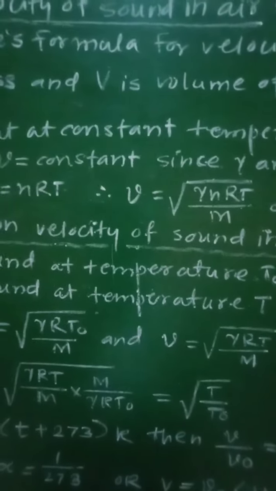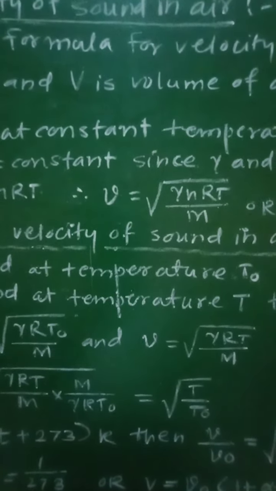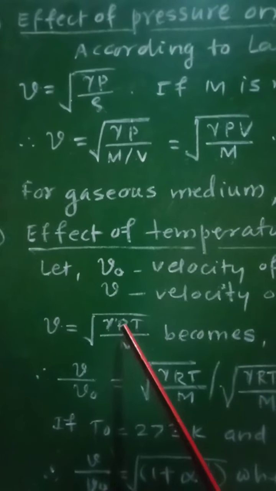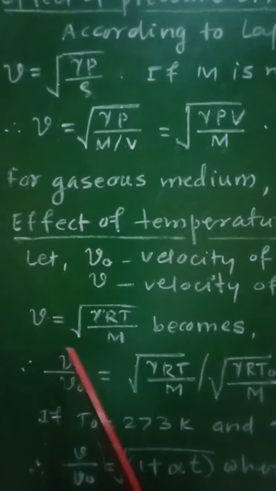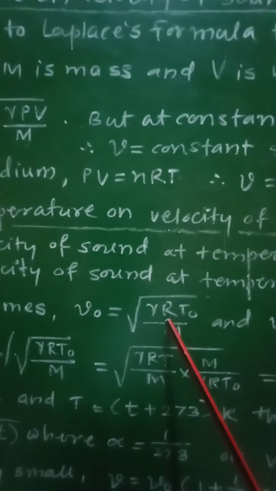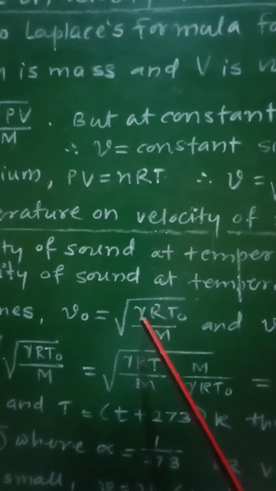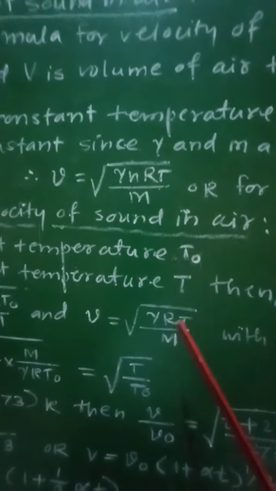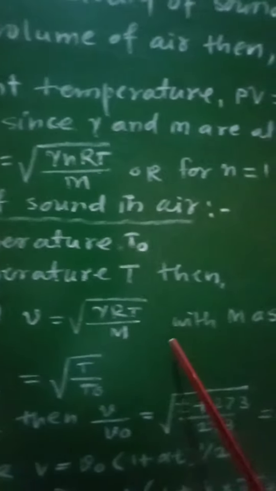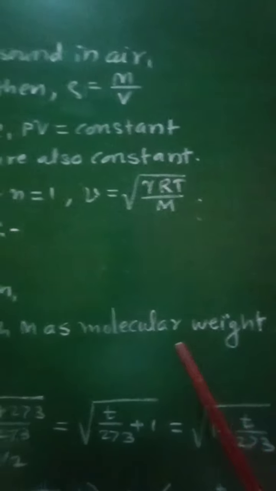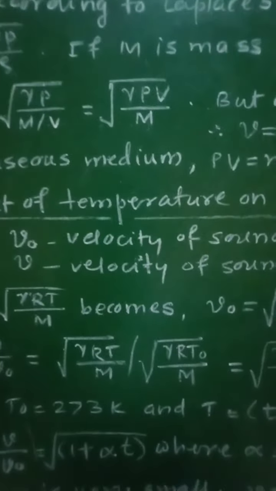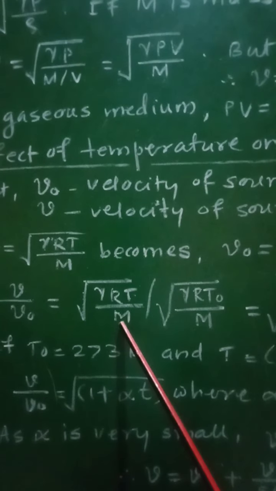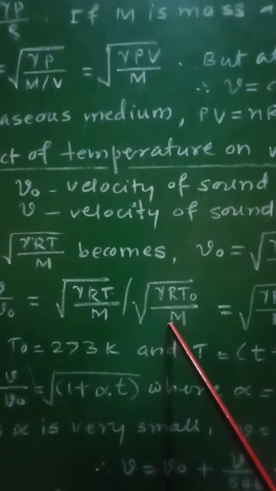So if phi0 and phi are the velocities of sound at temperatures T0 and T respectively, then we can write phi0 equal to square root of gamma RT0 upon M, and phi is equal to square root of gamma RT upon M, where M is the molecular weight. Then taking ratio of phi and phi0, we can write phi by phi0 equal to square root of gamma RT upon M divided by square root of gamma RT0 upon M.